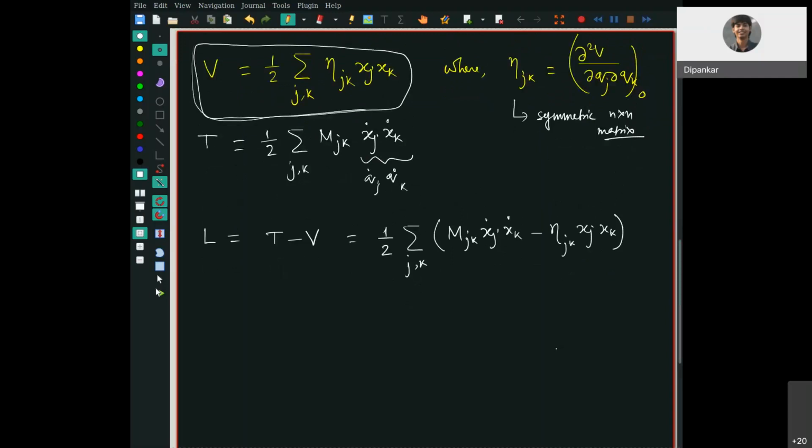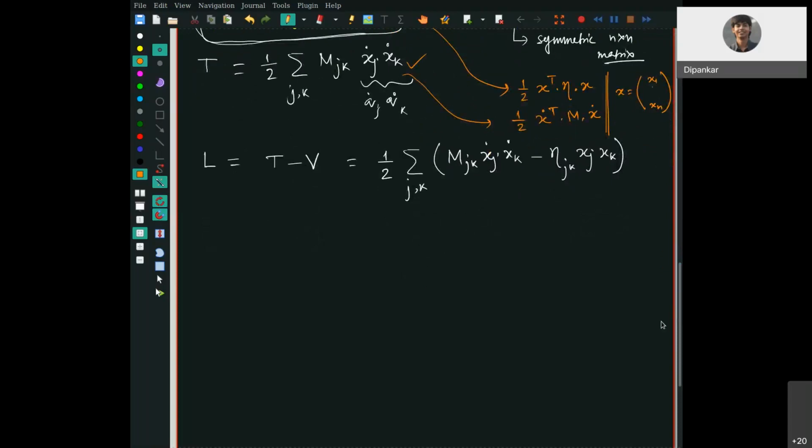I will use a more unified notation, the matrix notation. So this I can write as half x transpose times eta times x, where x is a column matrix. And this one I can write as half x dot transpose, then m, then x dot. In this notation, x is a column matrix, x1 up to xn. That's why this multiplication makes sense, and if you do the multiplication you will precisely get this and this. Later it will be useful when I will be talking about matrices. All right then. So I have found my Lagrangian.